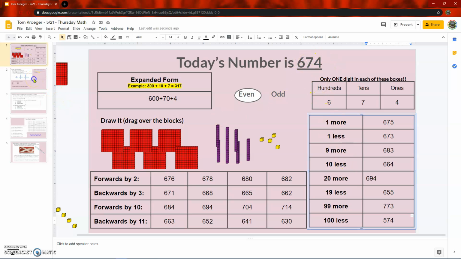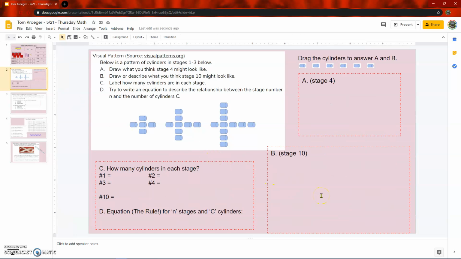All right, let's take a look at some slides here. All right, so for this one, you have to make the pattern. You have to decide stage 4, stage 10, and what is the rule for each stage. All right, so how many cylinders in each stage? Well, we've got, if you look at your pattern here, and there's going to be different answers for this, depending on your thinking process, but you see, okay, there's 5 here. How do you count your 5?